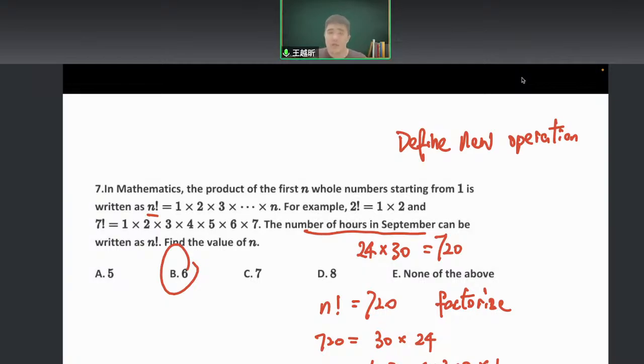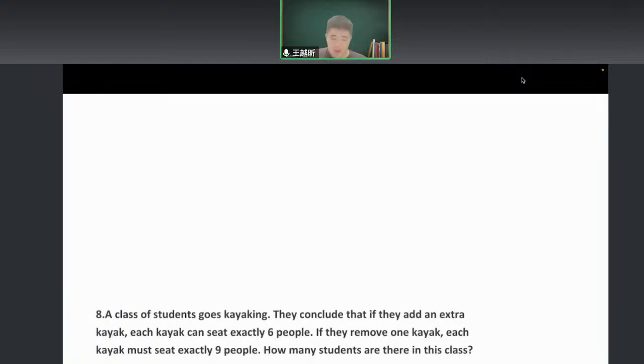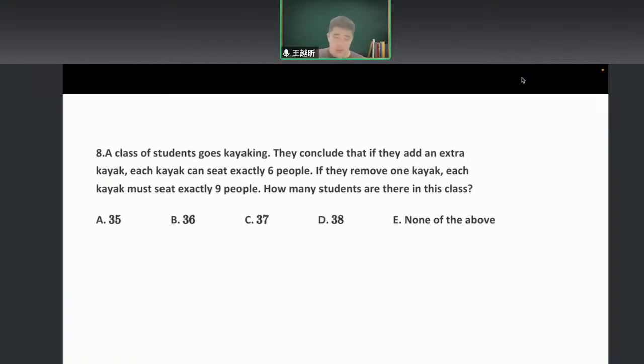So define new operation, all you need to do is to read the question carefully and understand the question. Okay, so move on to the next one. This one is about excess and shortage. This is another frequently tested type of question in GEP. Most of you are probably more familiar with this question than I am. So the method we can use is to draw it out.